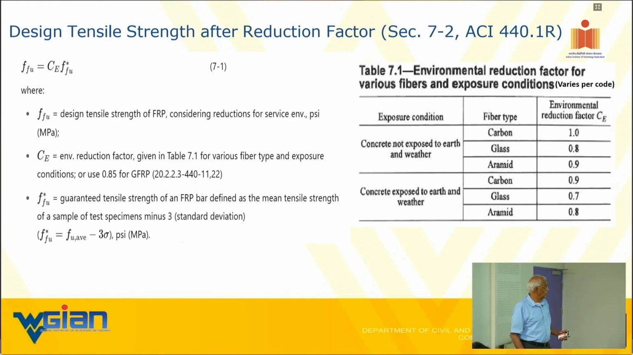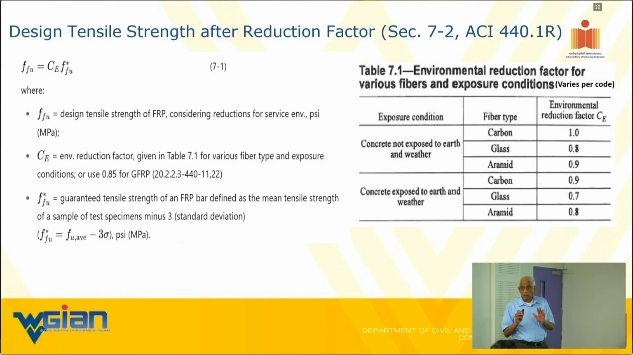So, we are now in the thick of the presentations on design of GFRP in concrete. Even though I said C_E is an environmental reduction factor, and for glass I said 0.8, now they're using 0.85.